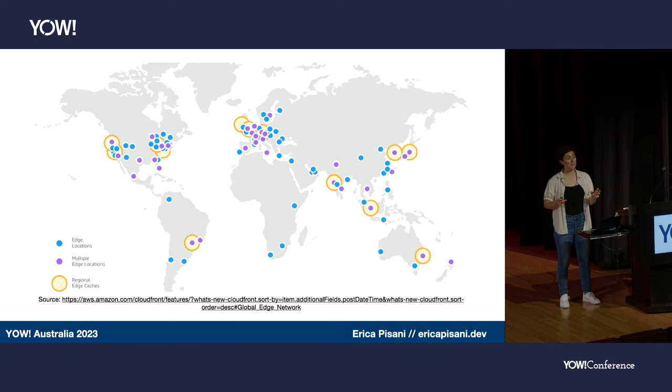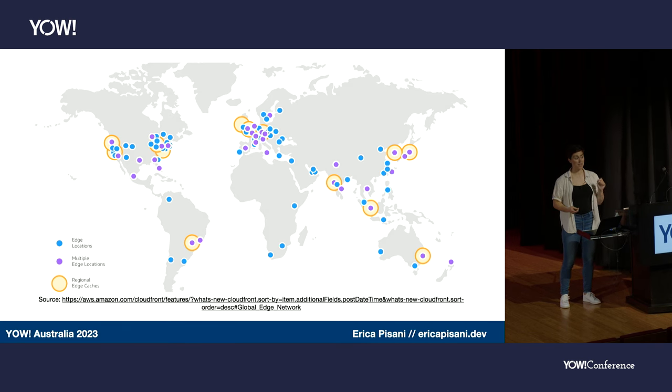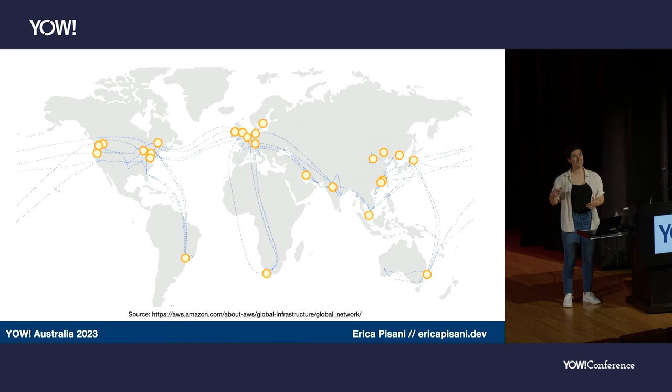And the regions that stand the most to gain from leveraging the edge in their applications are South America, Africa, and here, Australia. Because as you can see here, all of these places have multiple edge locations. And in South America and Australia, there's a regional edge cache in each. But in the previous slide, you can see that they each have one AZ each.